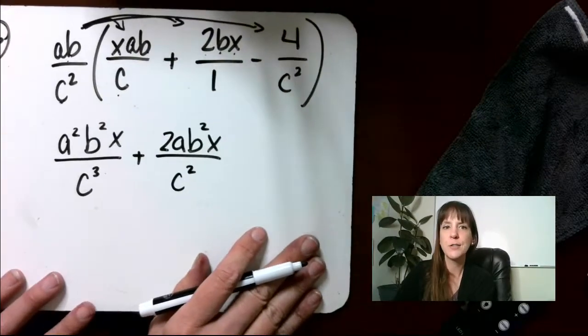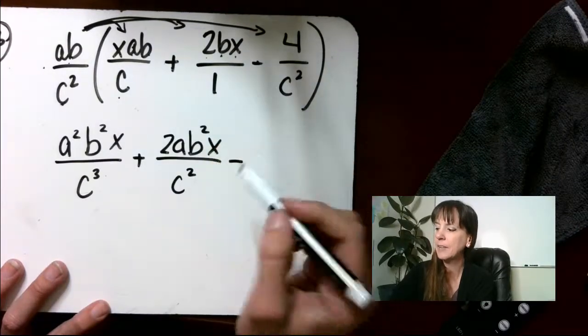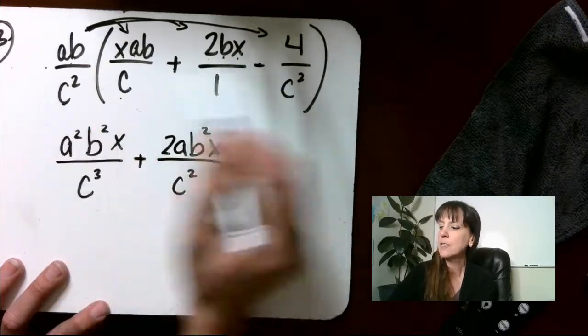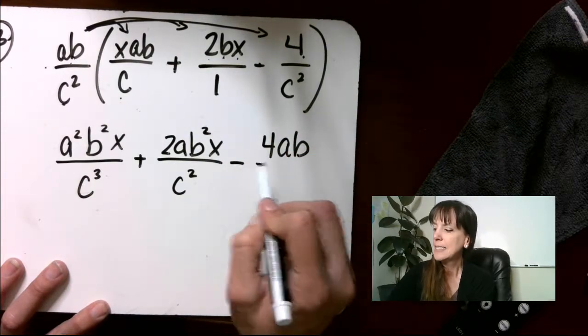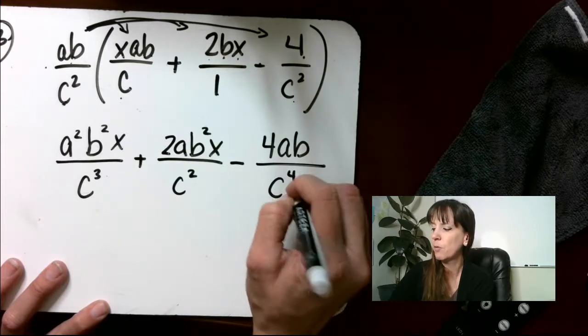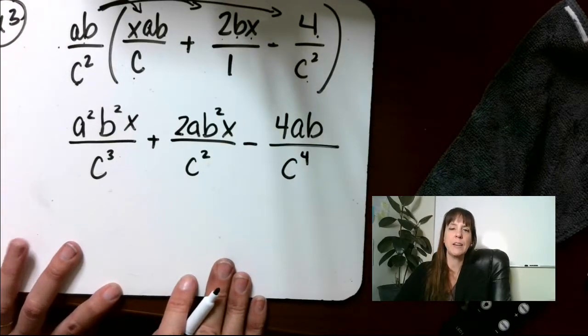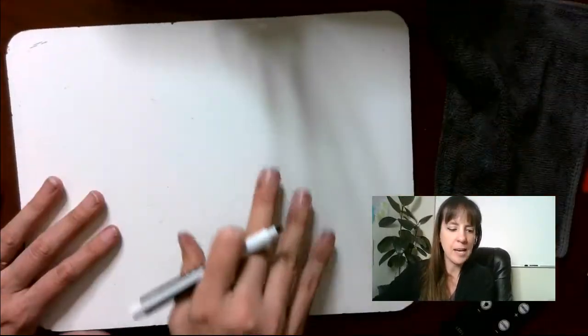All right, so now we're gonna do minus because a positive times a negative gives me a negative. Upstairs, I have 4AB. Downstairs, I'm gonna have C squared times C squared, which gives me C to the 4th. So this is your simplified version. Excellent. All right. So let's see about these.